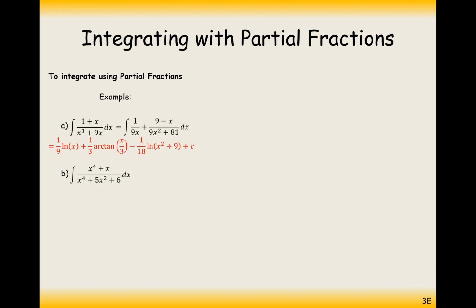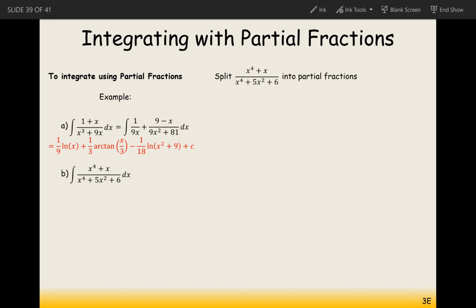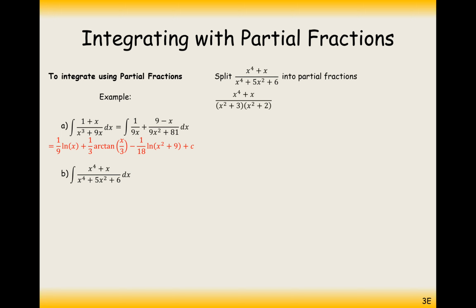Okay, let's move on to the second question then. So again, we're going to start by splitting it up into partial fractions. I've noticed on the denominator it can actually factorise into x squared plus 3 times x squared plus 2. That's a key part for this question. So now I'm going to be splitting it up into its partial fractions. The first thing I notice is that if I divide the highest power on the top by the highest power on the bottom, I get 1.